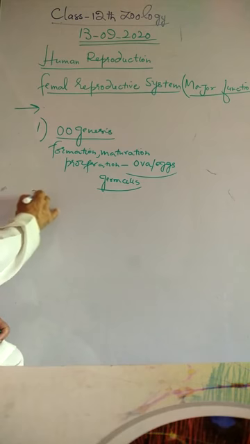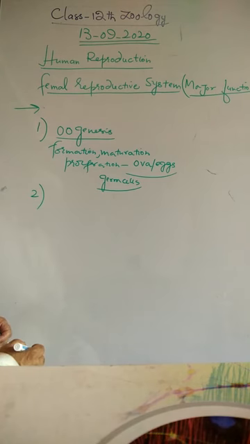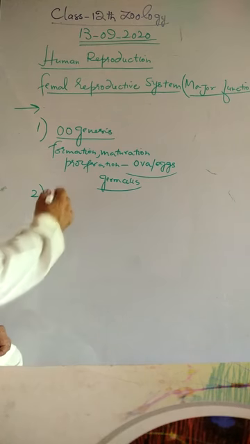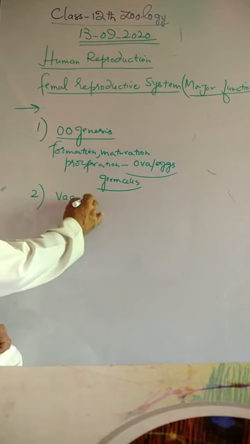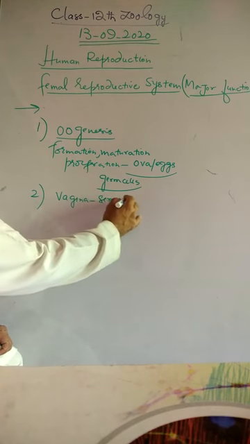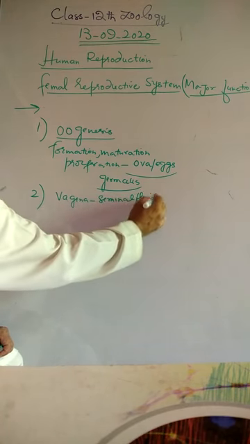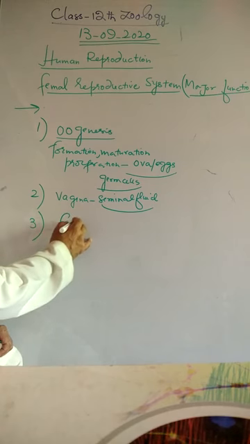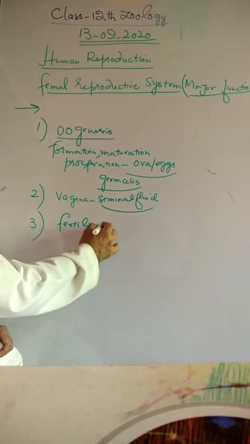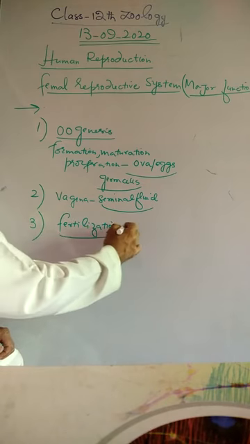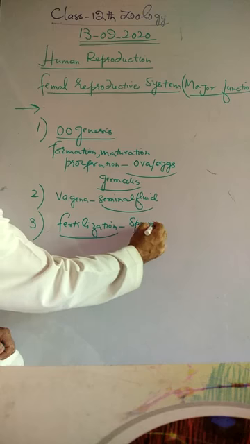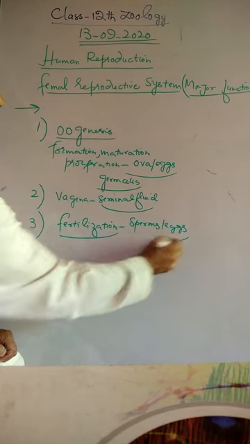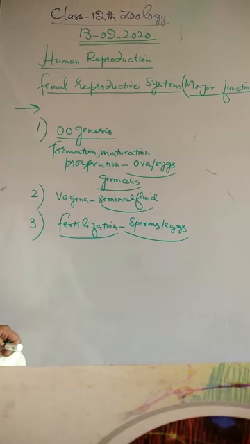The second important function of the female reproductive system is that the vagina receives the seminal fluid during copulation. The third important function is fertilization of gametes to form the zygote. The gametes are the sperms and the eggs. The fertilization takes place in the female reproductive tract to form the diploid zygote.